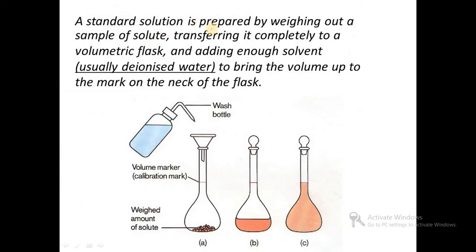A standard solution is prepared by weighing out a sample of solute, then transferring it completely to a volumetric flask and adding enough solvent to bring the volume up to the mark on the neck of the flask. Initially we weigh the exact solute amount. If we want to prepare 1 normal NaOH solution, then for that purpose we weigh 40 gram of NaOH, and then we dilute the solution with water up to the mark, and we get 1 normal NaOH. This is a standard solution.